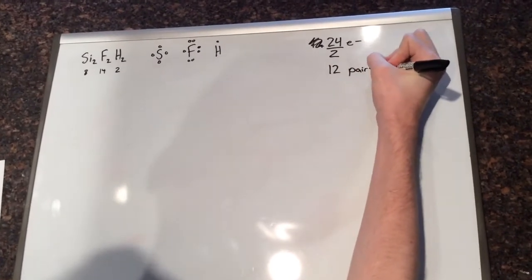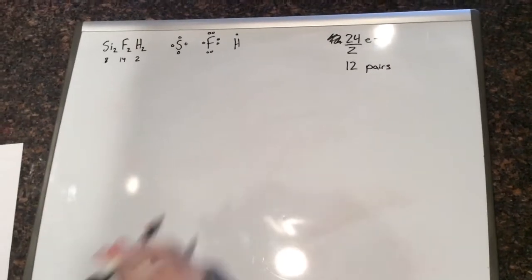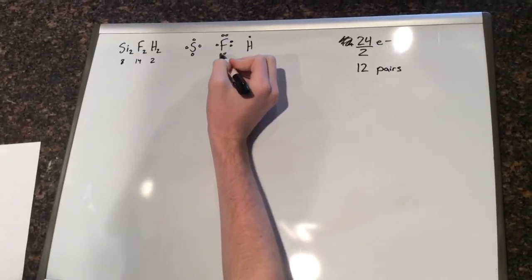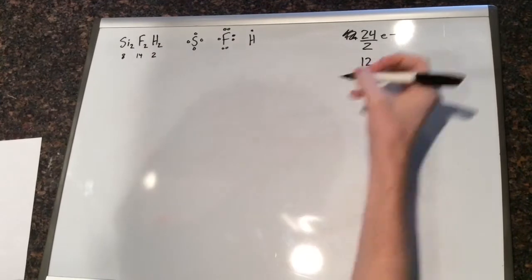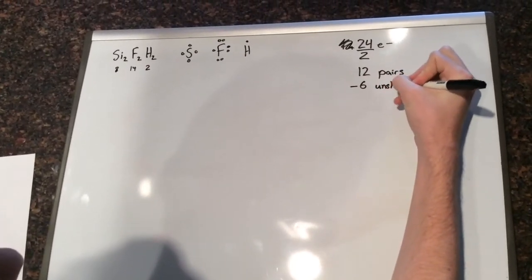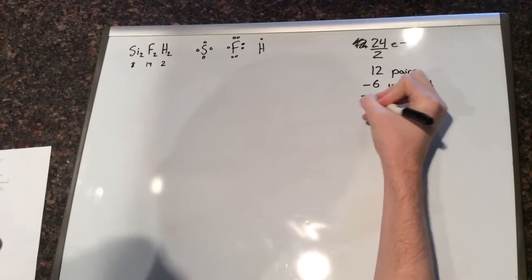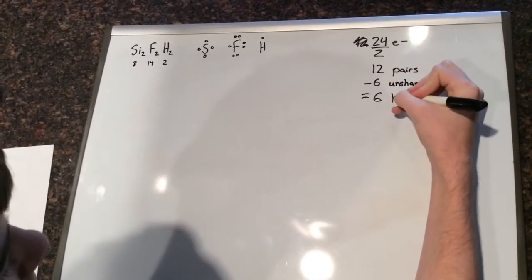Now to find the total number of pairs, we divide that by 2, which gives us 12 pairs. And we subtract the total number of unshared pairs. So we can count 1, 2, 3 for each fluorine, and there's 2 fluorines. It's going to be minus 6 unshared, which gives us a total number of 6 bonds.